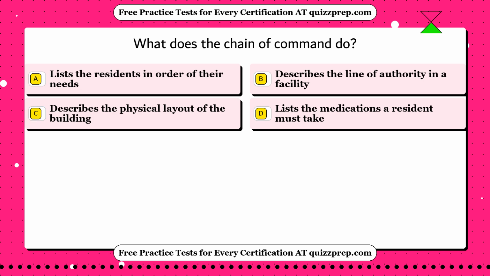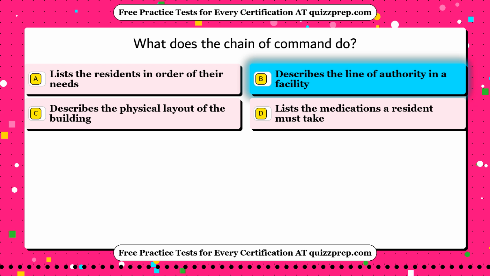Question 6. What does the chain of command do? Option A. Lists the residents in order of their needs. Option B. Describes the line of authority in a facility. Option C. Describes the physical layout of the building. Option D. Lists the medications a resident must take.